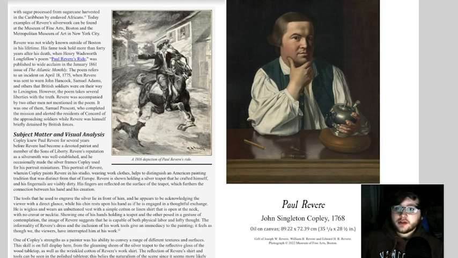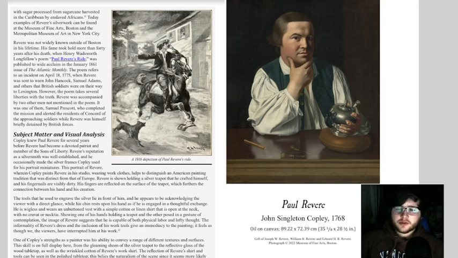Revere was not widely known outside of Boston in his lifetime. His fame took hold more than 40 years after his death when Henry Wadsworth Longfellow's poem Paul Revere's Ride was published to wide acclaim in January of 1861, in the January 1861 issue of the Atlantic Monthly.